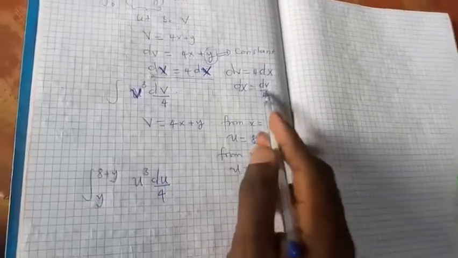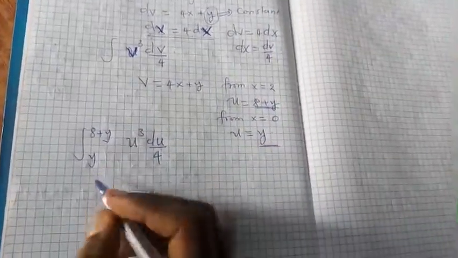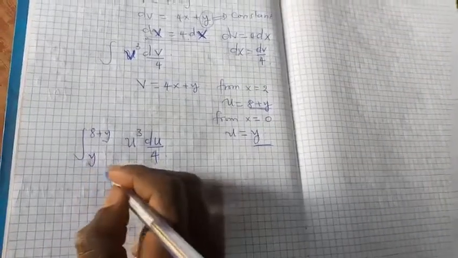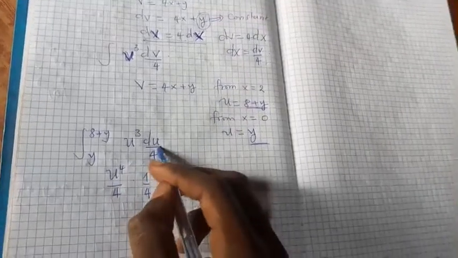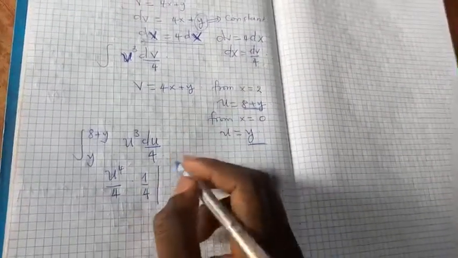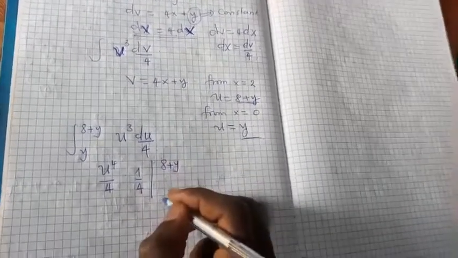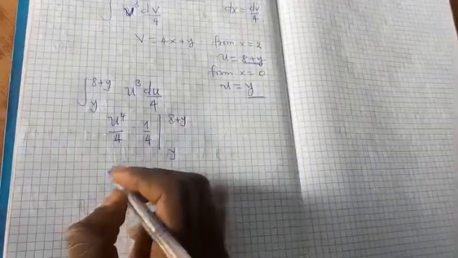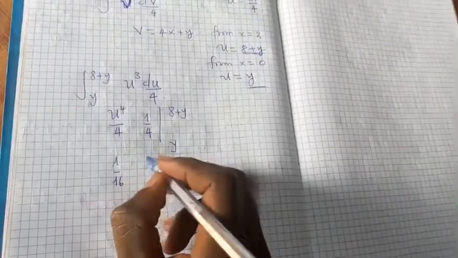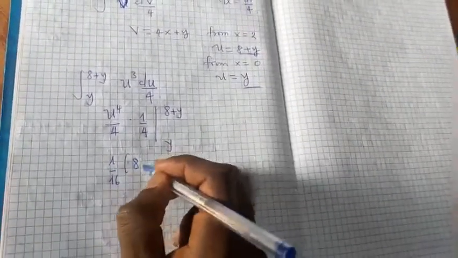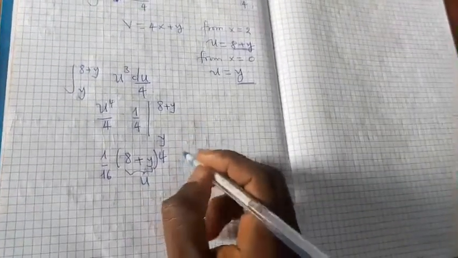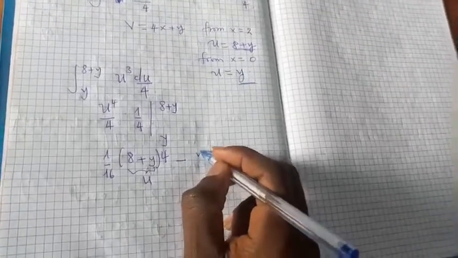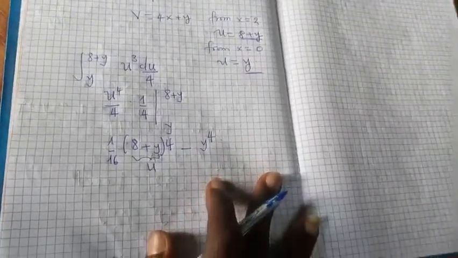This is the value of dx as you see here. Then this will be equal to u power 4 over 4, then times 1 over 4 for this du, with respect to 8 plus y and y. Then this will be equal to 1 over 16, then bracket 8 plus y power 4. This is the value of u, minus y power 4.